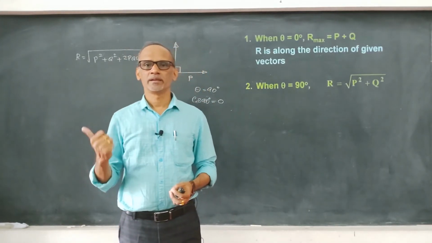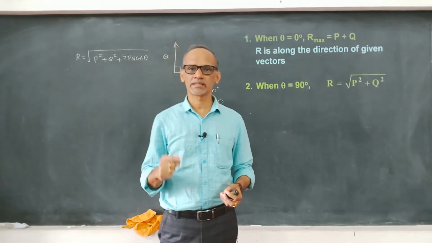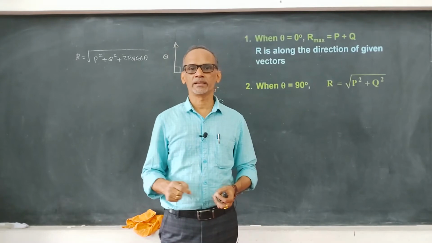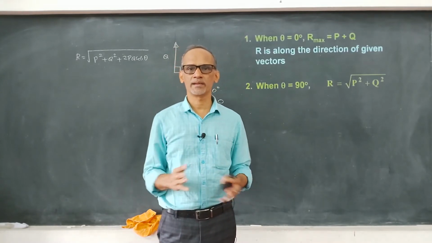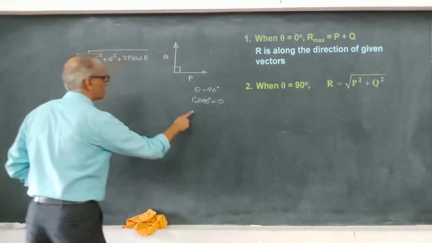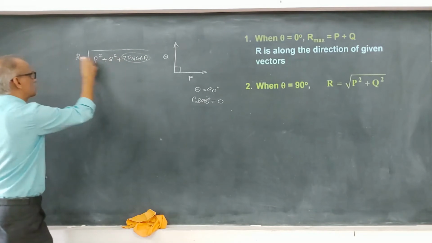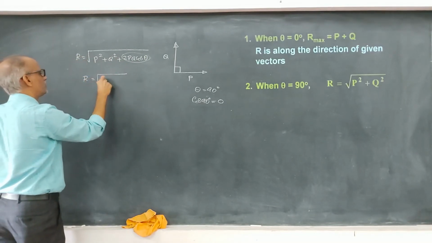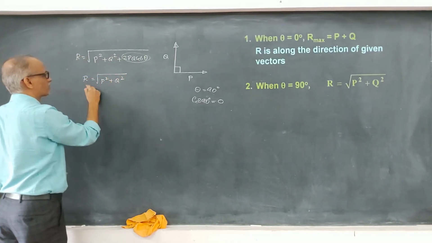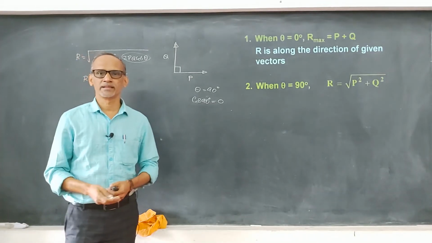Then tan 0 is 0, tan 30 is 1 by root 3, tan 45 is 1, tan 60 degree is root 3, and tan 90 is infinity. So you should know this entire table by heart. Okay, so that's how we use this, cos 90 is 0. Now when cos 90 becomes 0, this term becomes 0. So what is left? Only R is equal to root of p square plus q square. So that's how we get the resultant when theta is 90 degree.